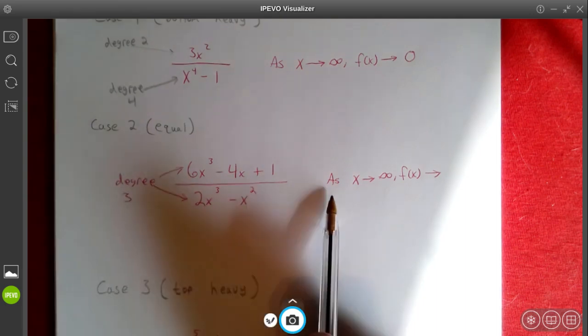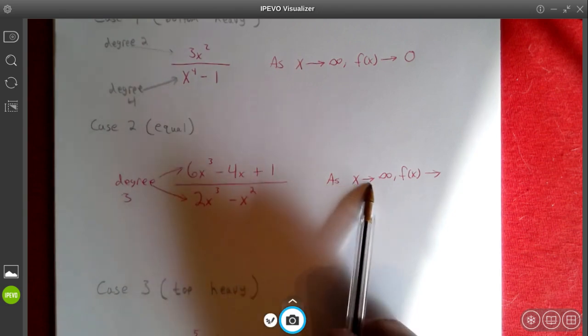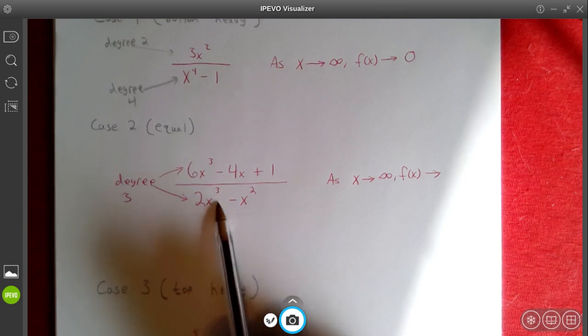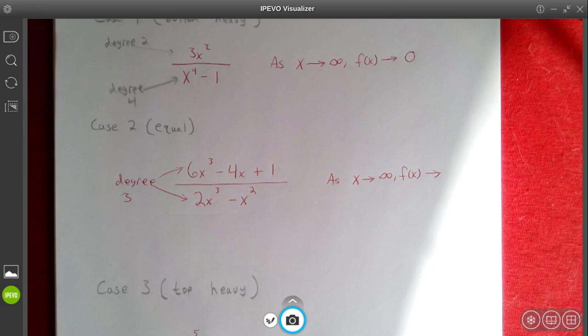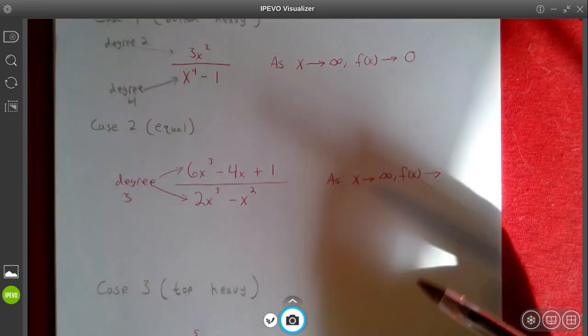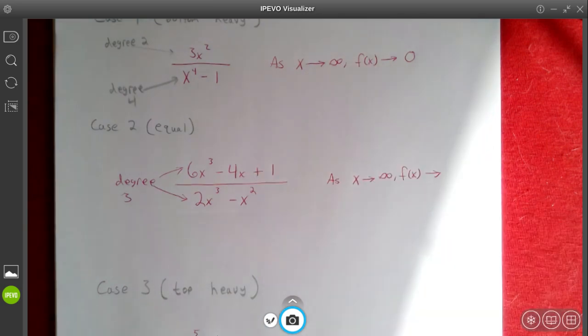So we want to know what happens to the value of this function as x gets really large. So why don't you plug in some numbers for x, like say 50 or 100, and see what happens. Pause the video, try that out. Try plugging in a really big number for x, and then divide the top by the bottom. See what you get.